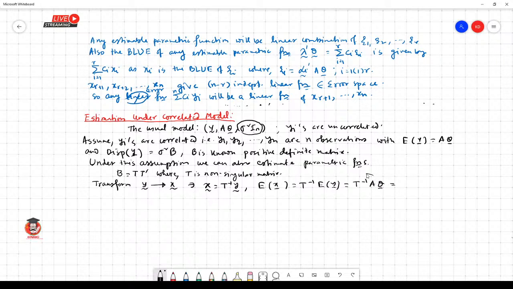and we denote T inverse A by U matrix theta curve, where U equals T inverse A.